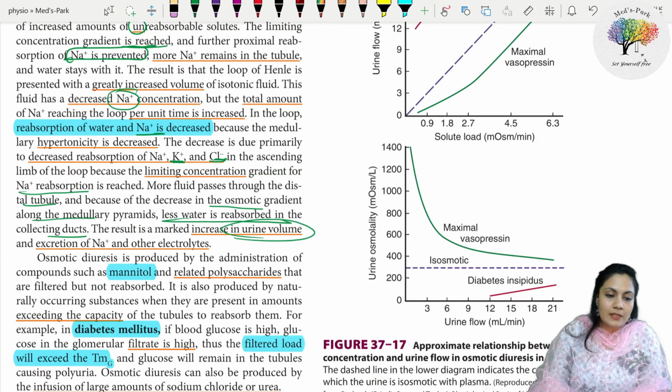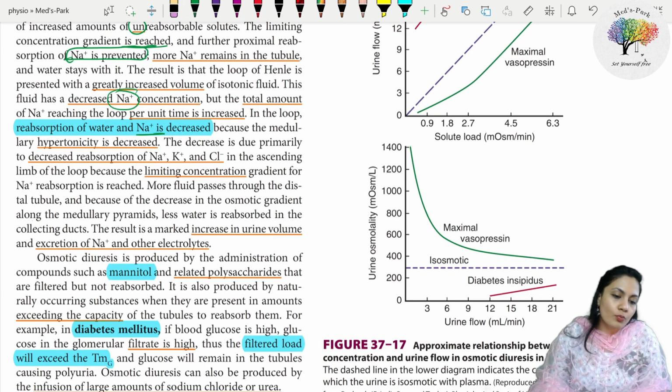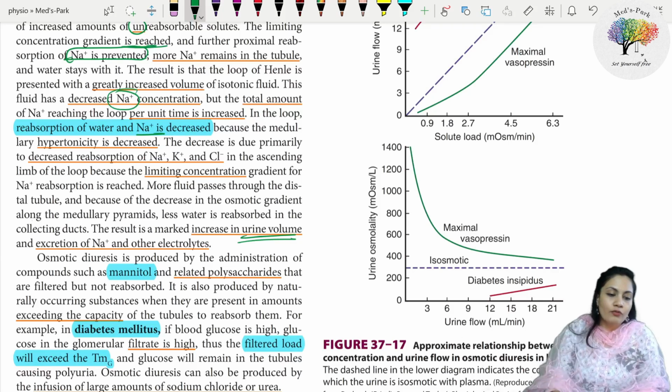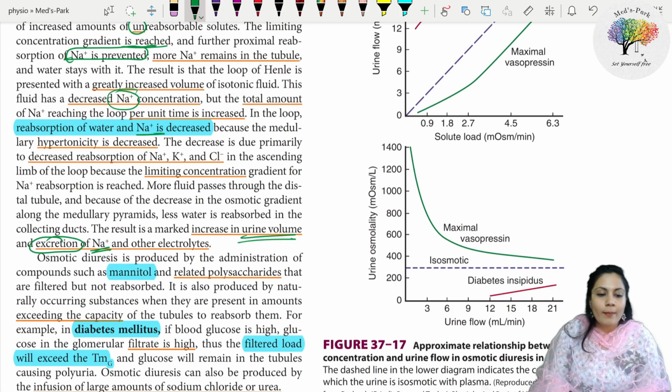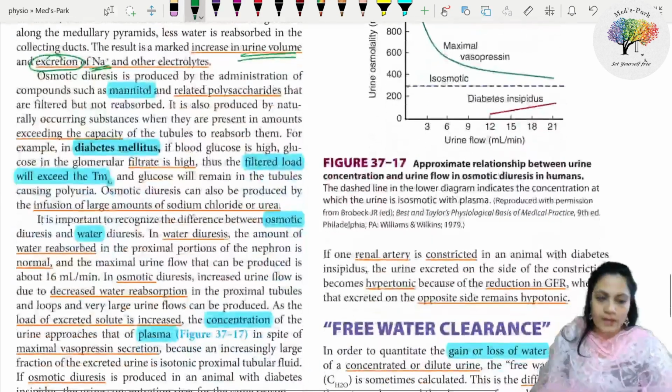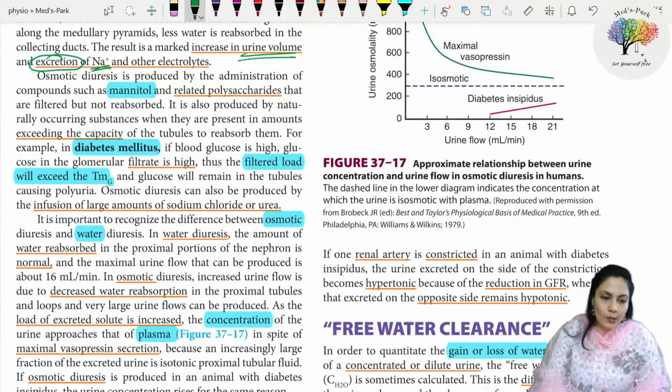Okay, so please remember, because of this, less water is reabsorbed and ultimately everything goes into the urine, and that's why the urine volume is increased with the increase in the excretion of sodium and other electrolytes, right? So this is the osmotic diuresis.